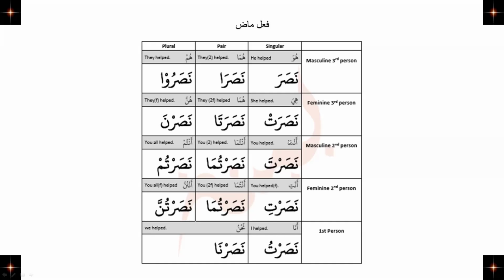You realize that you keep on saying nasara, nasara, nasara. So the nun, sad, ra is all running through, right? That tells you that that is the root letter, or those are the root letters rather. This is the root word, na, sa, ra.